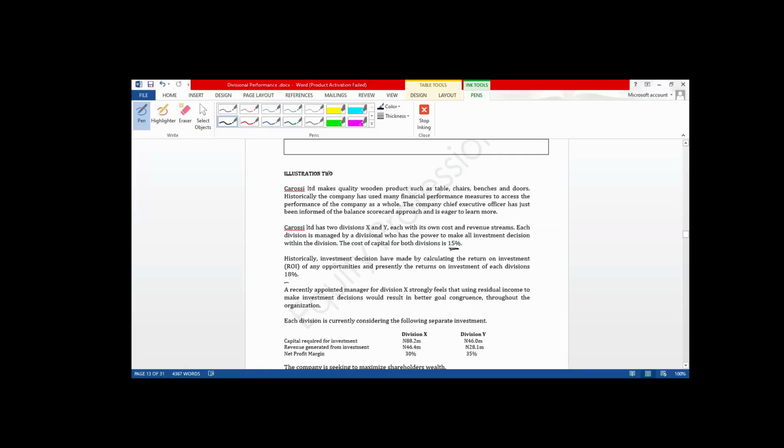Your return on capital employed is your operating profit divided by total capital employed. Your operating profit is the profit before interest and tax. You now divide this by your total capital employed.